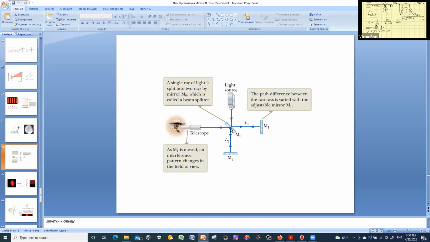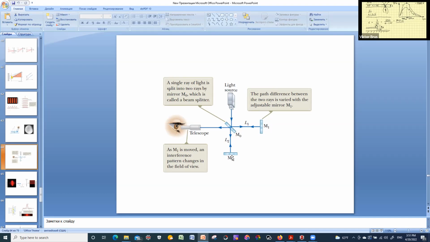Since we have monochromatic light and we split it into 2 beams, the same light, the difference in distances from mirror M1 and M2 to the semi-transparent mirror M0 will define the optical path difference, which will define conditions for the interference pattern which we observe. So the longer this channel is, so the larger the distance between the semi-transparent mirror and mirror M1 and mirror M2, the higher accuracy for such a Michelson interferometer will be reached.